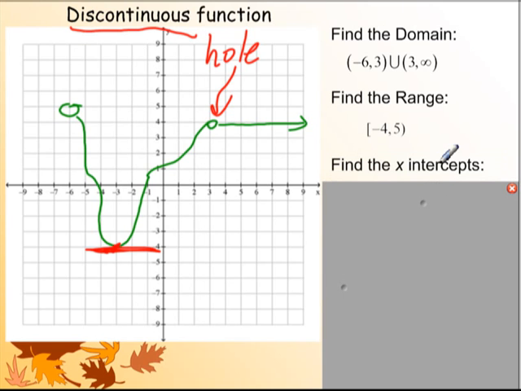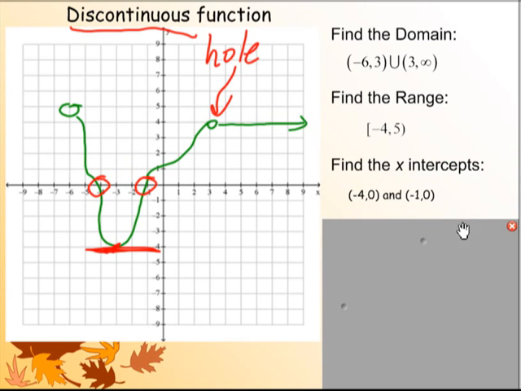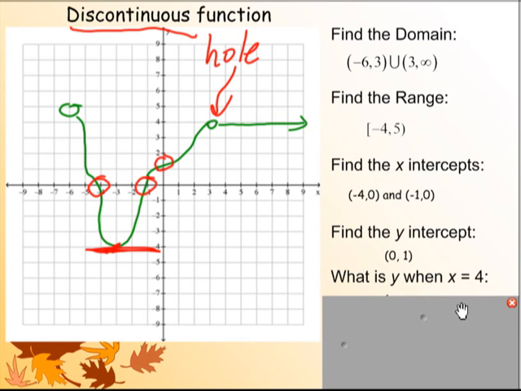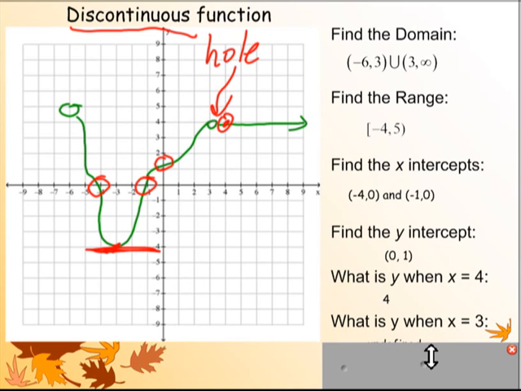The x-intercepts I'm going to look at just by getting this off the graph. They're right there at negative 4 and negative 1. So I'm just going to read those off of my graph. And the y-intercept, I know my graph's a little bit messy, but it's right there, and that's at 1. And if I ask you to just read some other data off this graph, what's y when x is 4, I would just go over to x equals 4, and I'd be able to tell you it is 4. Now, what if I said what is y when x is 3? Well, when x is 3, the function is not defined at x equals 3. It's got a hole, so you would say undefined.